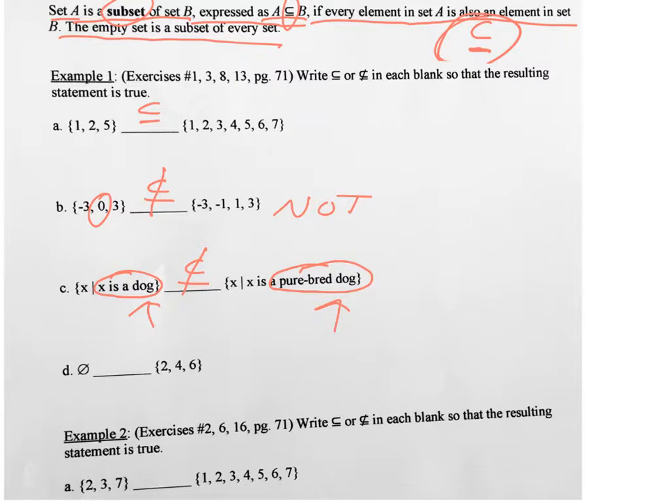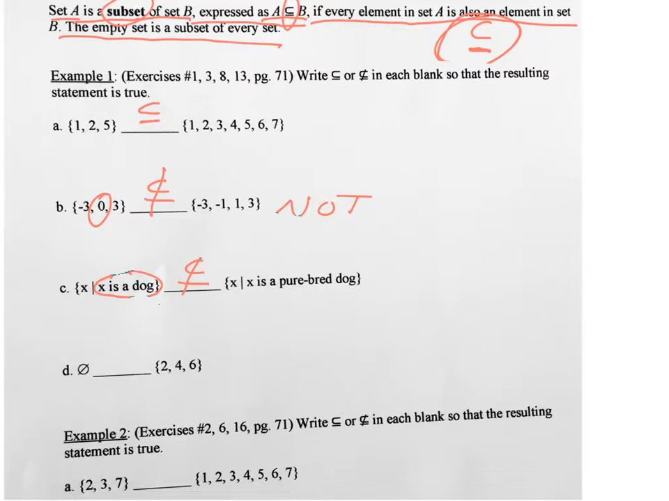If I had switched this up, if I had the purebred dogs on the left and just normal dogs on the right, then it would be a true statement because all purebred dogs are a type of dog. But the order they presented us in this particular question, it's not true. Because again, we have to go from left to right. So it's not true that every dog is a purebred dog. So it's not true that the set on the left is all contained in the set on the right.